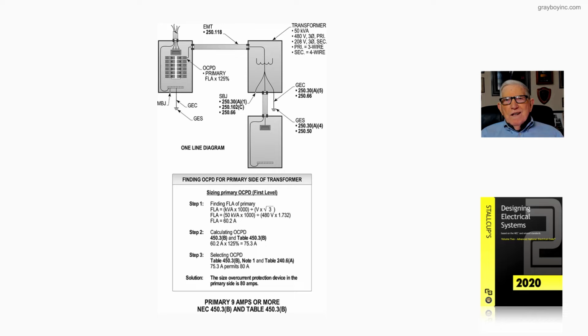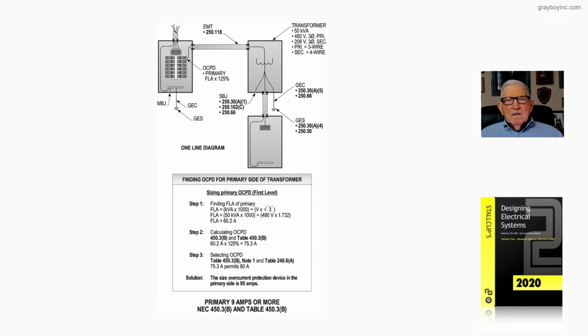Now, the second level of current is less than 9 amps but 2 amps or more, and you use 167% times the full load current rating of the transformer. Now notice there's no note 1 beside the 167%, so you can't move up above the 125%. You must go below the 125% if it's not a standard size fuse or circuit breaker in some cases.